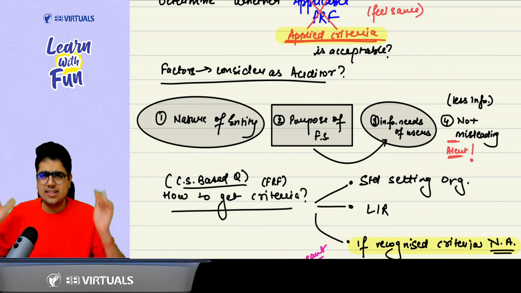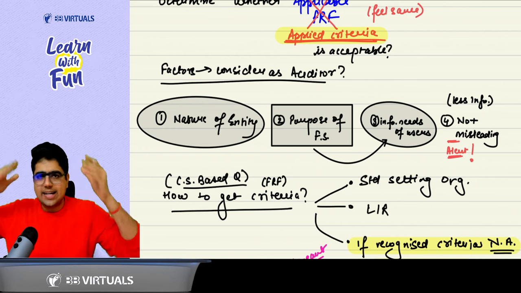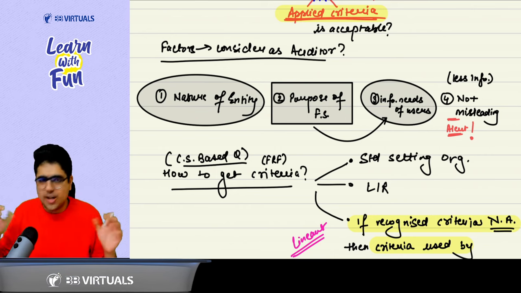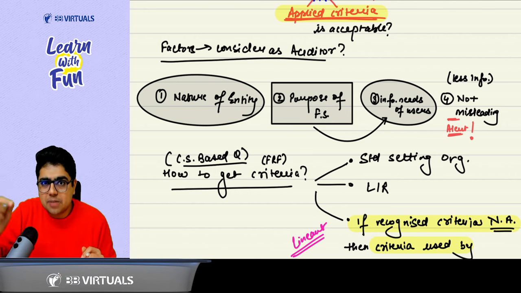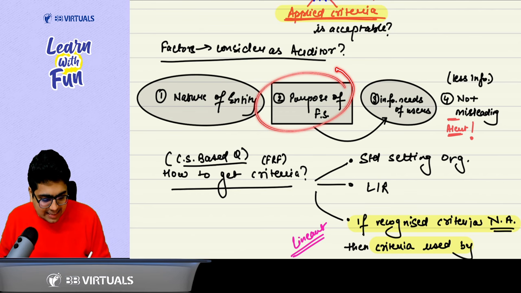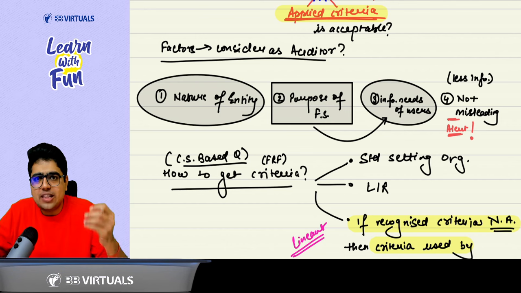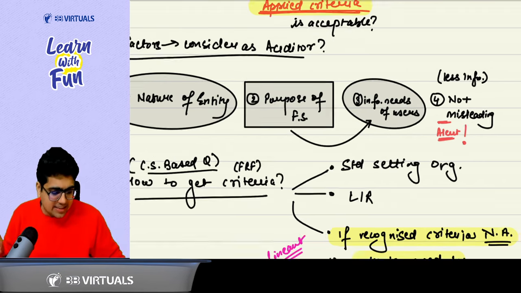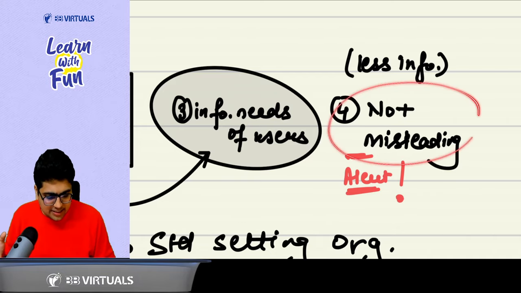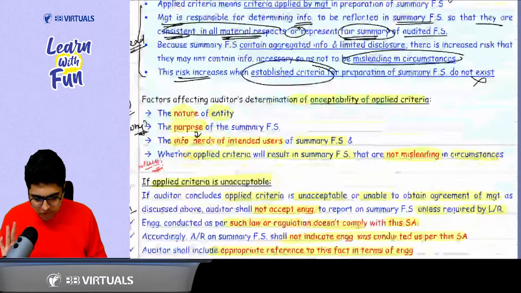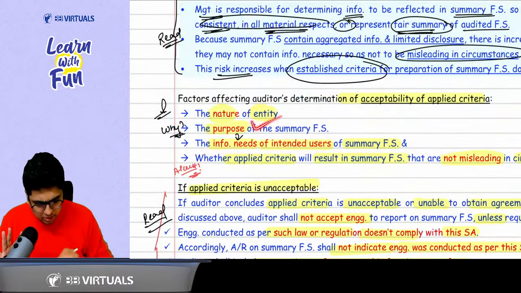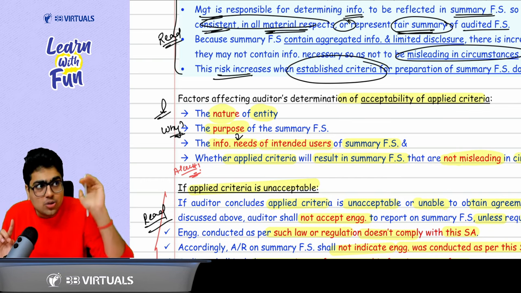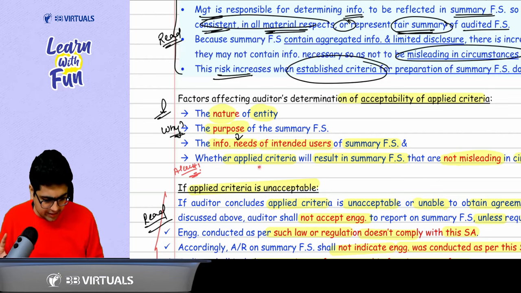The first thing that you need to see is the nature of the entity, whether it is an AS entity, Ind AS entity or a not-for-profit entity. Second, why are we preparing the summary? That means the purpose of the summary financial statement. The purpose is to fulfill the information needs of the users. And make sure, because you are giving less details, that you stay alert so that these financial statements are not misleading. So these are the four points you need to consider: nature of the entity, purpose of the summary financial statement, fulfilling the information needs, and not being misleading.